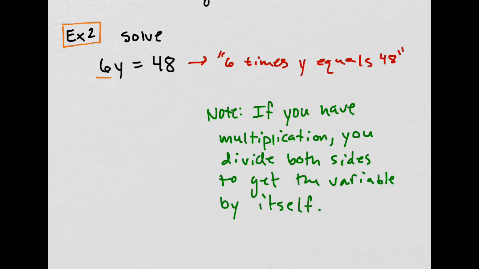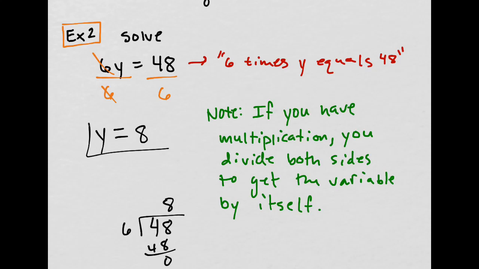Well, you want to get y by itself. So if I divide by 6, that cancels out, and I get y all by itself. 48 divided by 6, what is that? 6 times 7 is 42. 6 times 8 is 48. And so we get 0. So y equals 8. Alright?